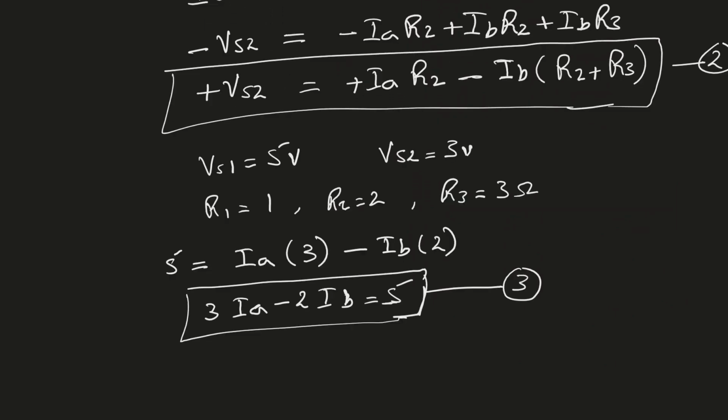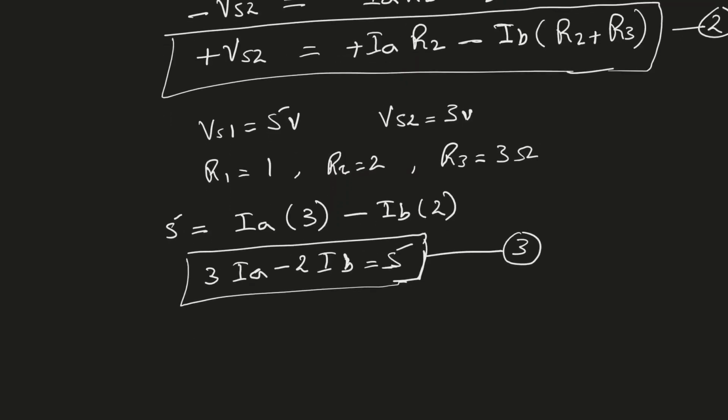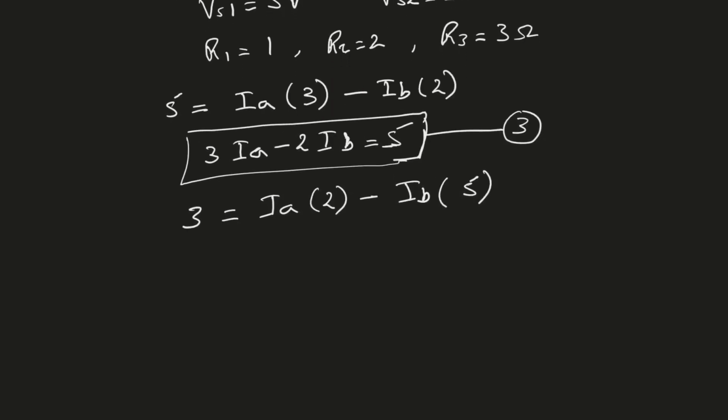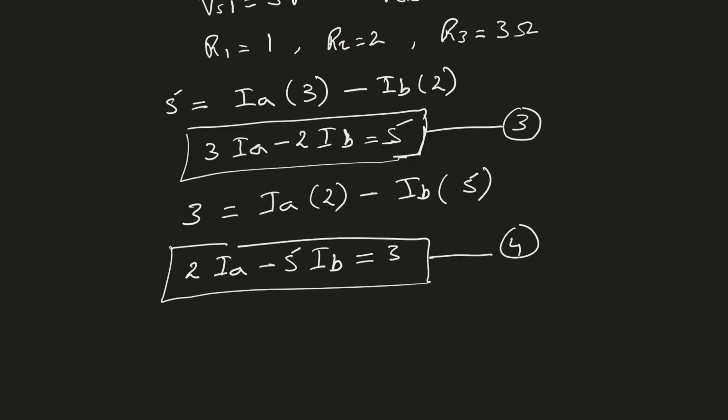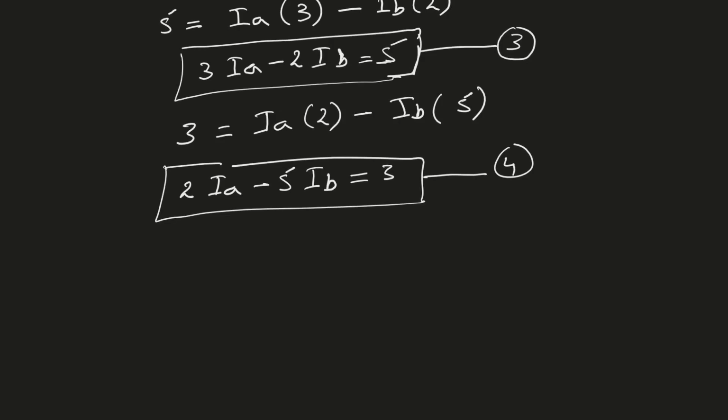For the second equation, I have VS2, which is equal to 3 volts, and IA times R2, which is 2, negative IB times (R2 plus R3), so that is 2 plus 3, which is 5. So I can write this equation now as 2IA minus 5IB equals 3. So that is my equation 4. Okay, so now it would be much easier to apply that method that we have two equations and two unknowns. These are our two equations, and our two unknowns are IA and IB.